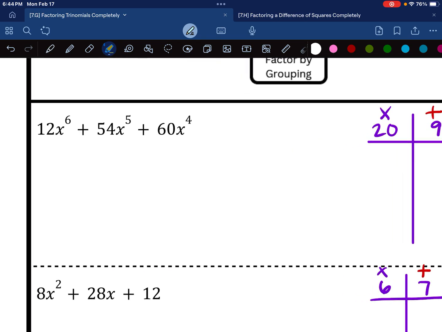Let's do it again. Now notice on this, these all have exponents, like really high exponents. So I'm actually going to be taking out x to the 4th because that's the lowest power to get this into a constant form.